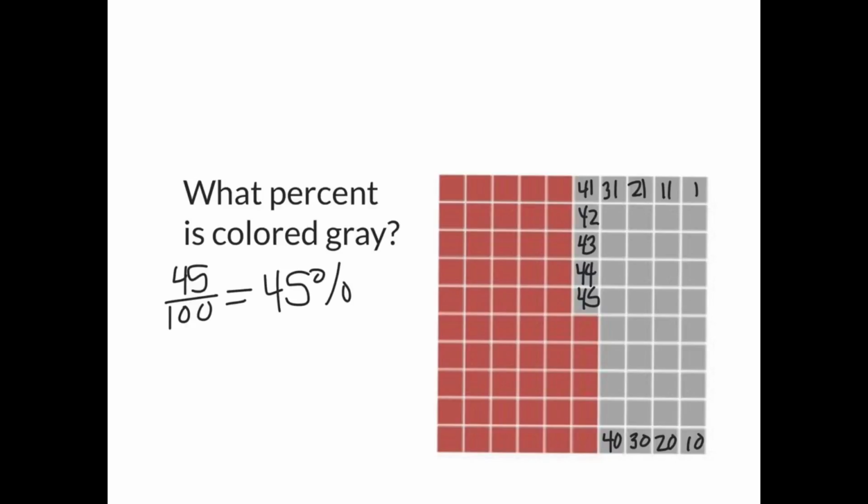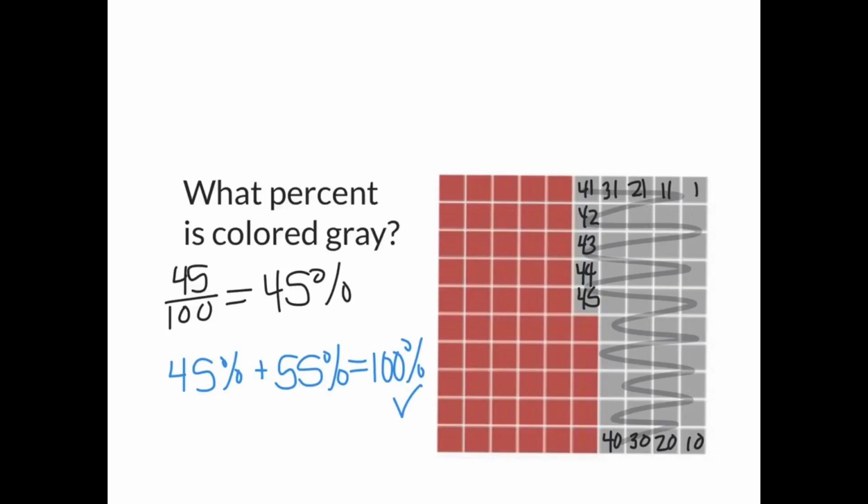Because these red and gray blocks came from the same 100 squared large block, the percentages should add to equal the total of 100%, which in this case they do. So another way I could have quickly found how many blocks were gray would be to subtract. I could have taken 100 total squares, subtracted the 55 that we found to be red, and could have gotten the same 45 block or 45% answer.